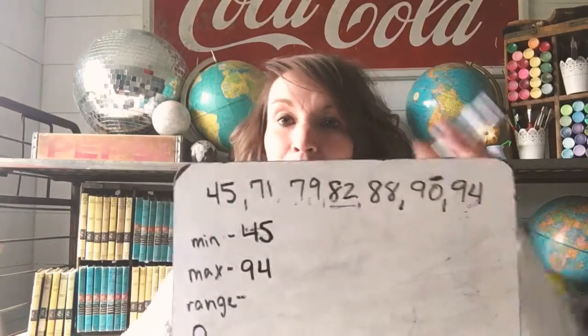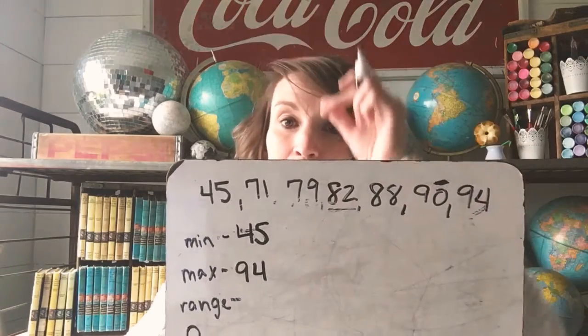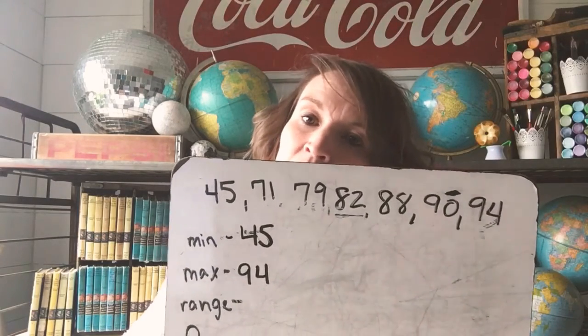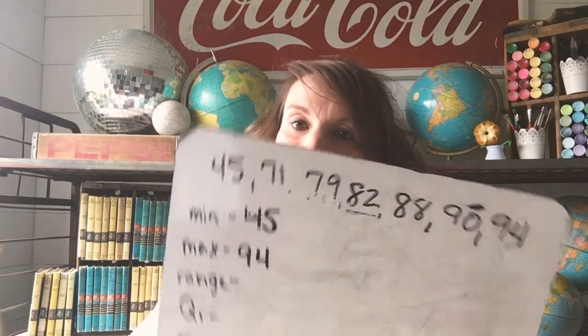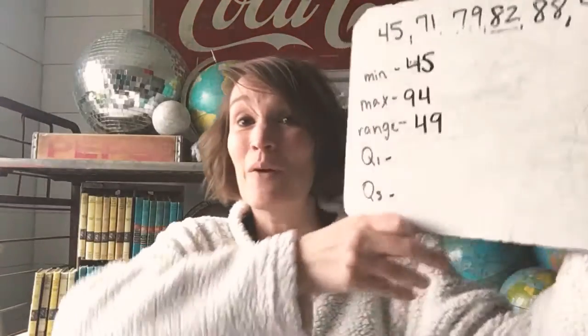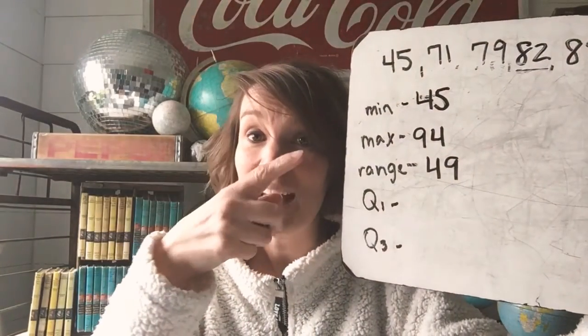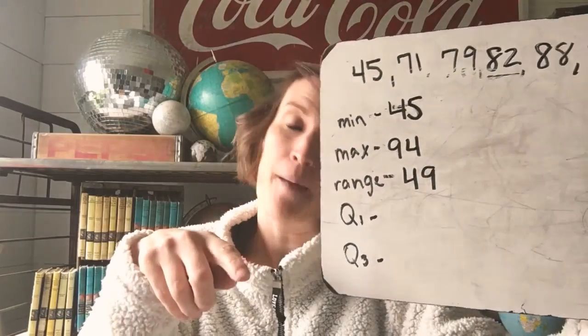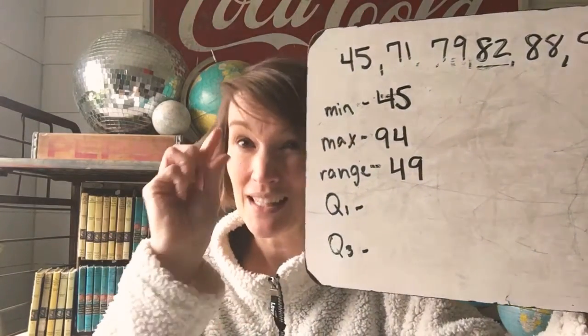Okay, so now we have range. Range, you take the maximum minus the minimum. It's telling you the range of numbers that this holds. So the maximum minus the minimum in this case would be 49. So that's the first 3 done in like 1 minute. Minimum, maximum, and range.